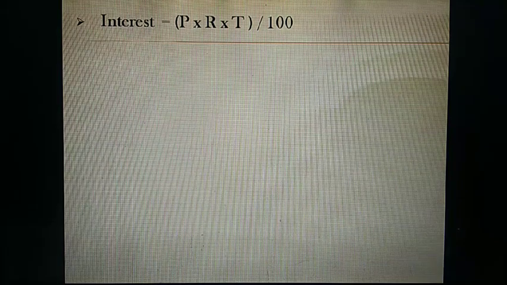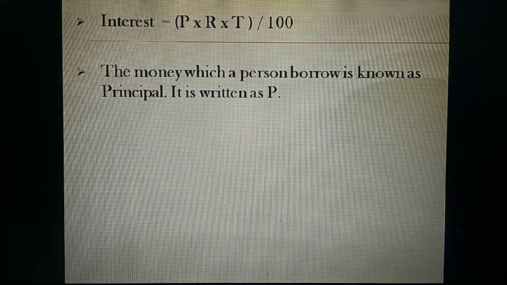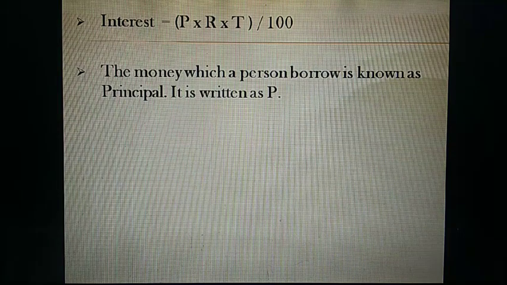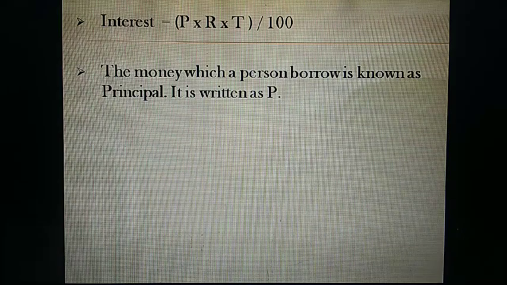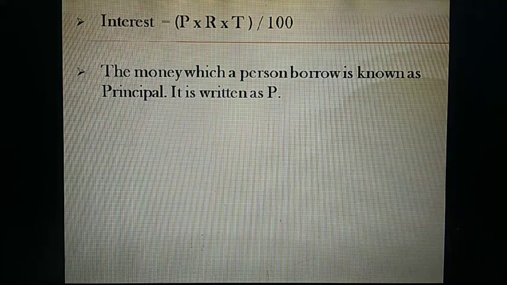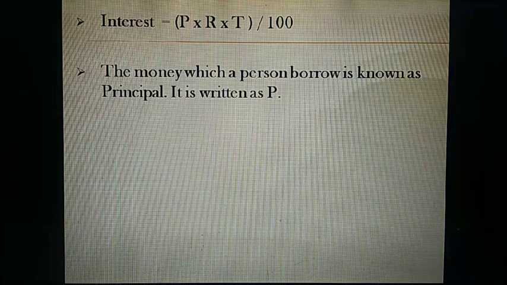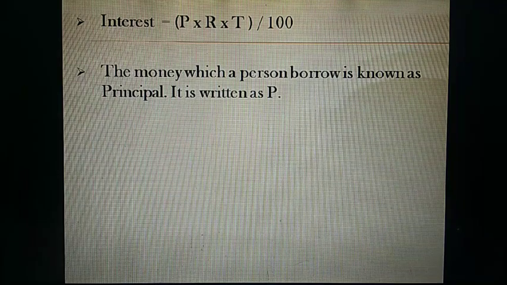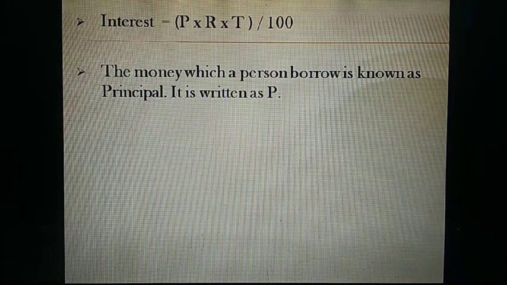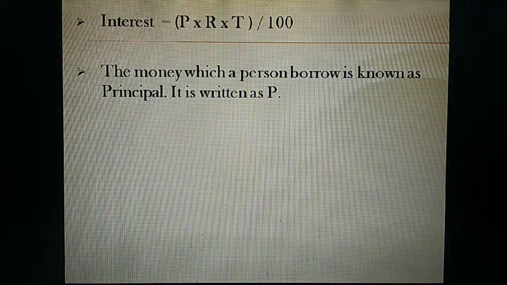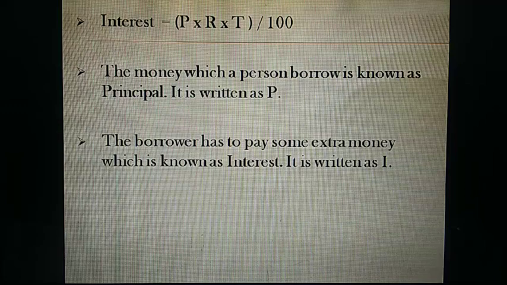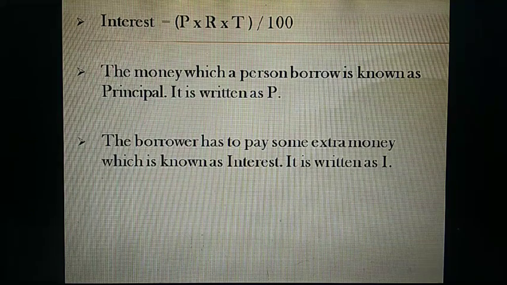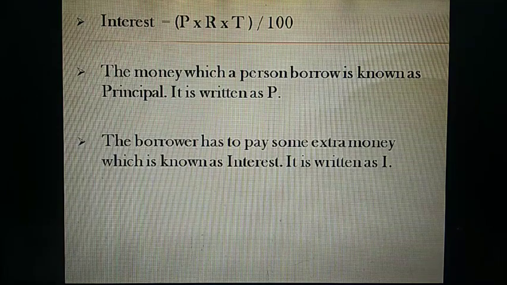So, first you should know what is principal. The money which a person borrows is known as principal or the sum. It is written as capital P. And the time period for which he borrowed the money is T, and the rate at which he is supposed to pay back is R. The borrower has to pay some extra money, which is known as interest. It is written as I and calculated as per the formula given to you in the first line.